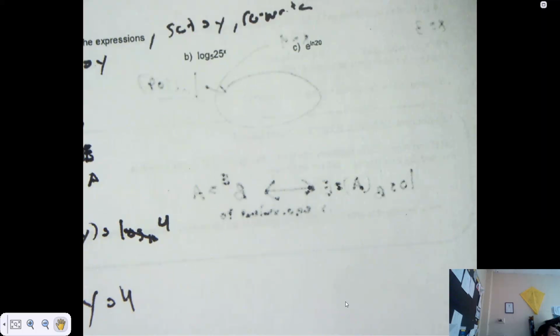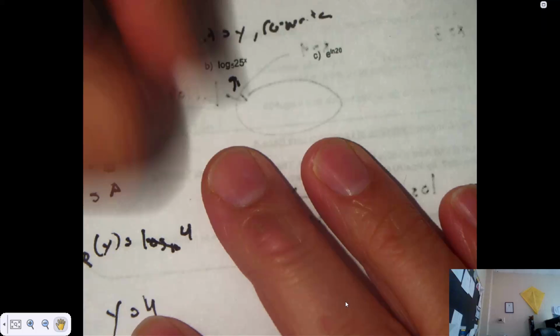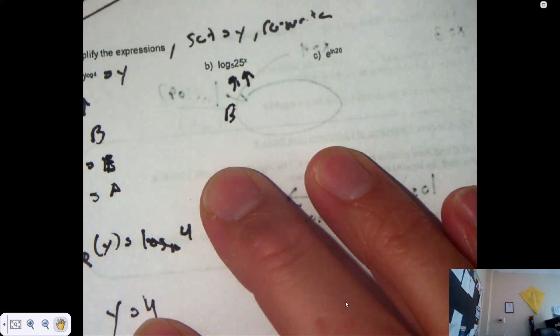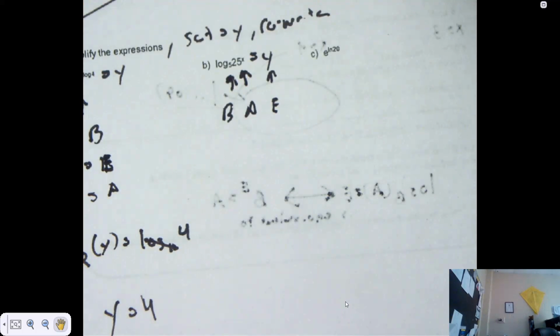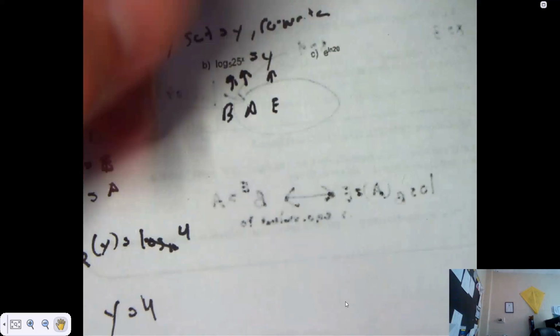This is kind of interesting. This is written out in a different form. Your 5 would represent what? Base. The 25 to the x would represent what? A. And we'll set it equal to a y, and the y would be an e. So rewrite it as an exponential function. 5 to what power? 5 to the y would have to equal 25 to the x.